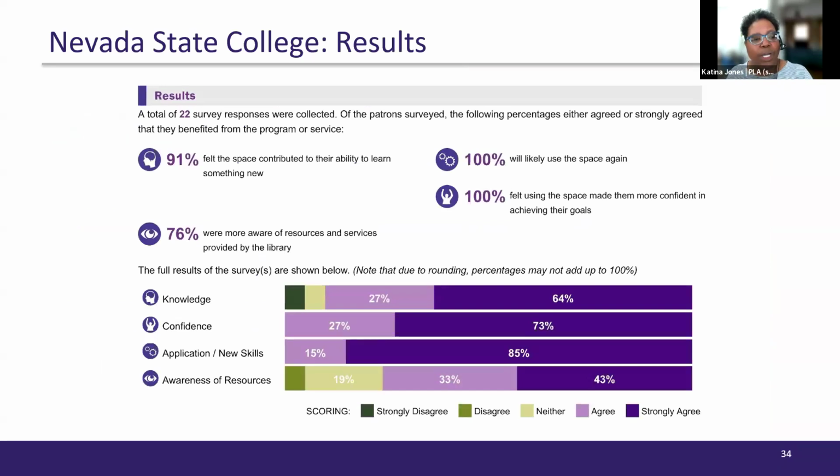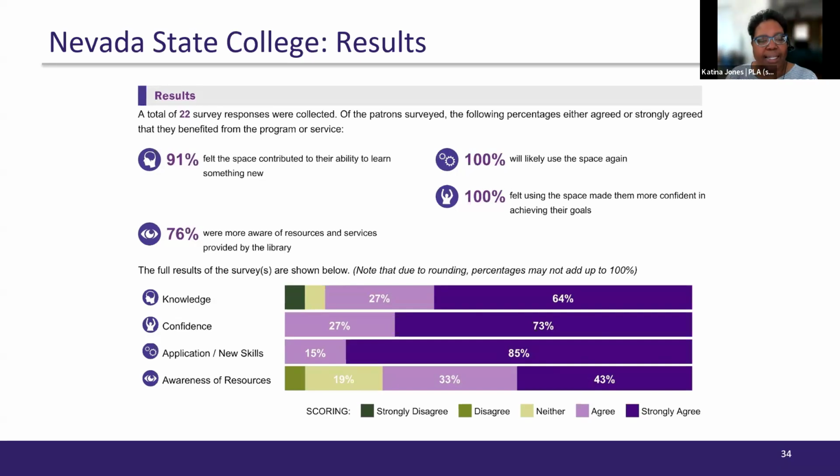So what you see on the screen here is the results summary from page 1 of the library space survey report. You can see the very positive results for each outcome measured. The survey did end up with only a 14% response rate, or 22 responses. Nevertheless, this survey still produced actionable feedback.